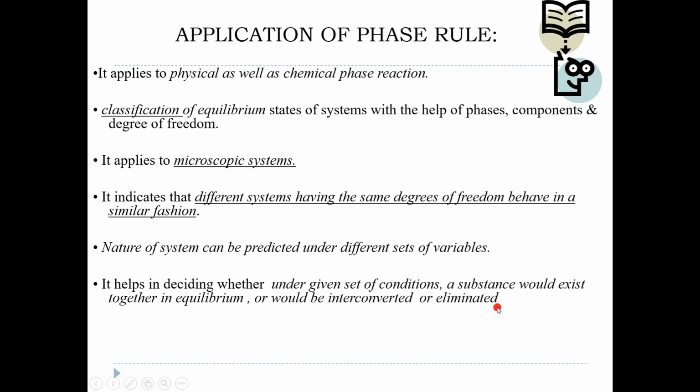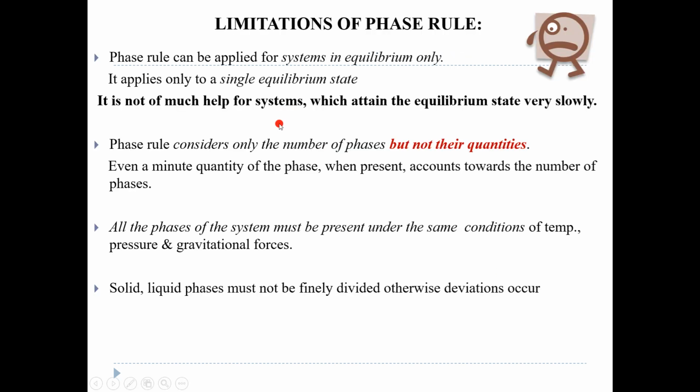It is applicable to macroscopic systems, and these are some of the limitations: it is applicable only to systems which are in equilibrium. It doesn't consider the quantities, so some minute change in the quantities can bring large changes in the phases also. So these are some of the limitations of phase rule. Do watch the water system video.